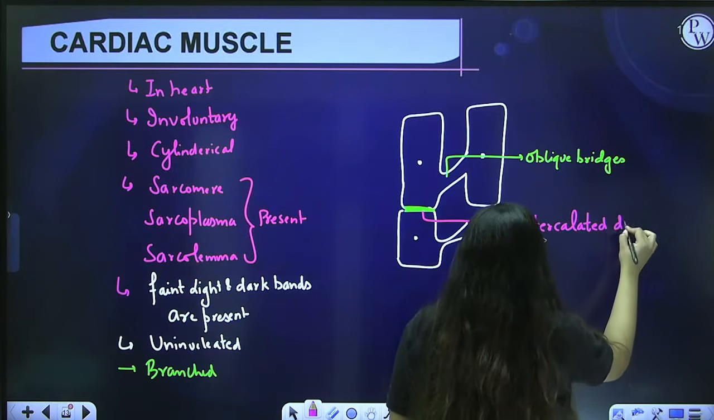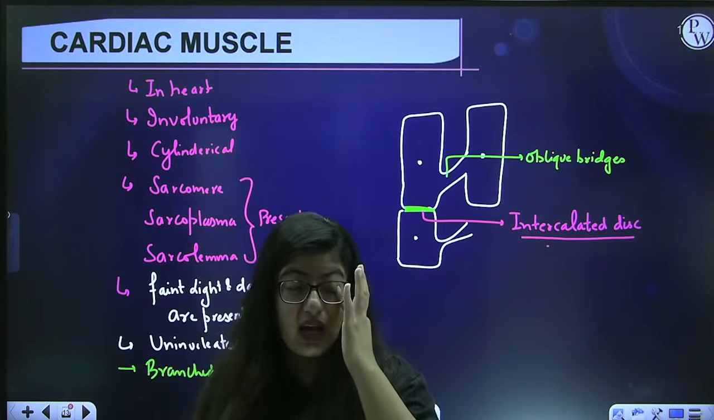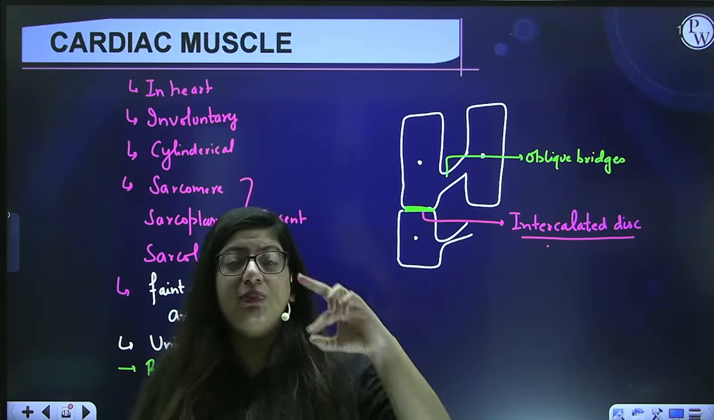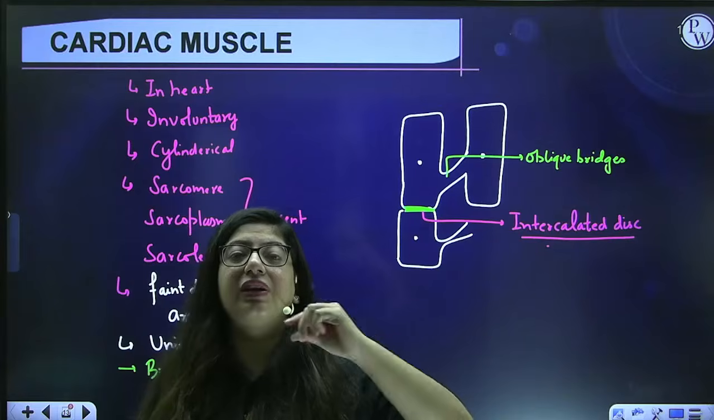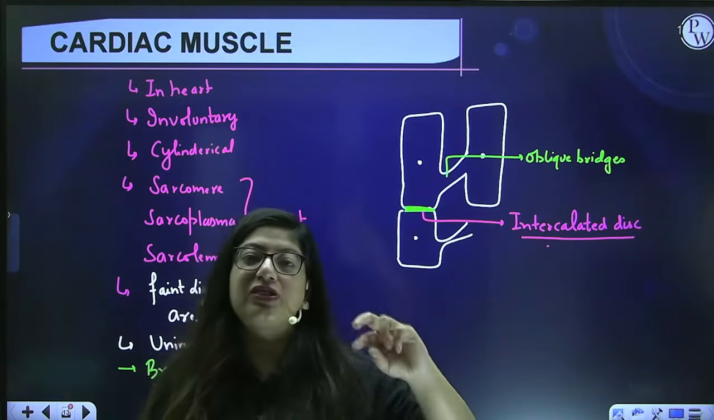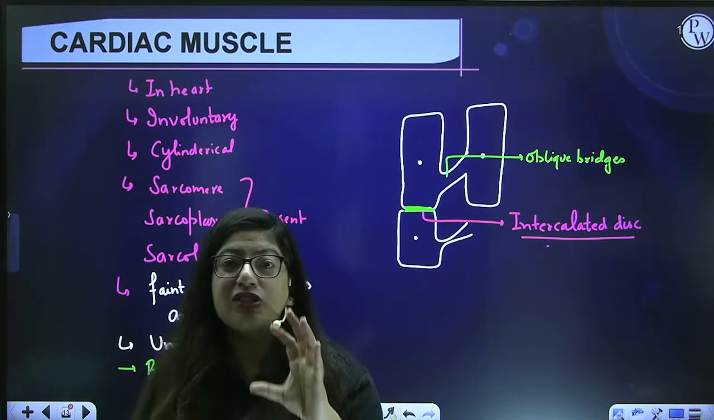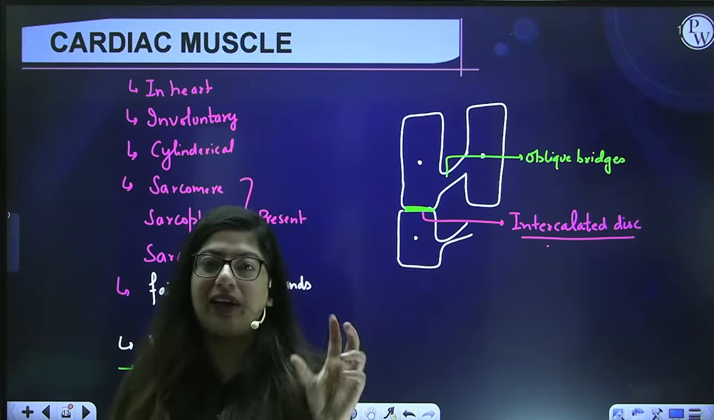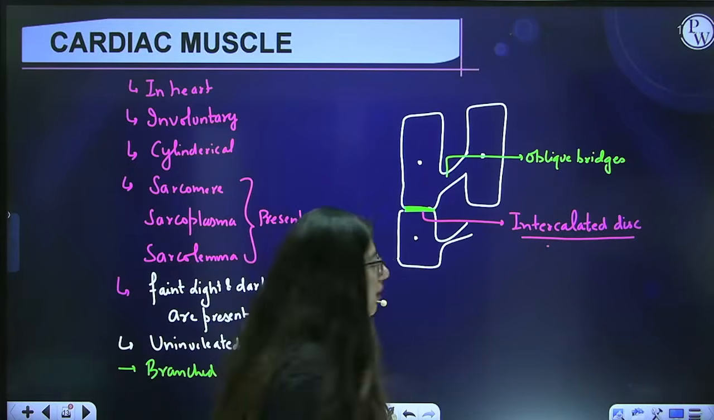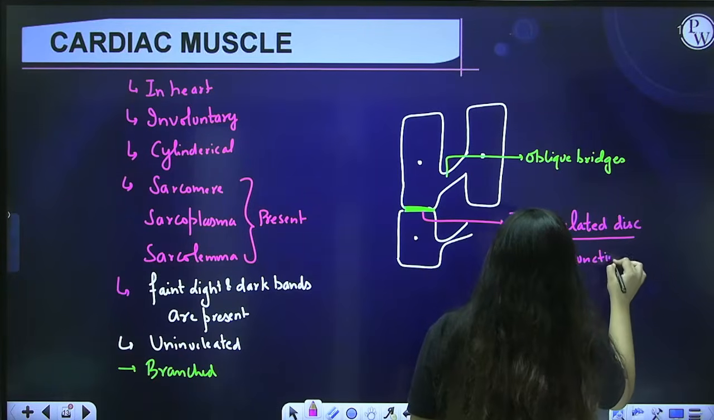Intercalated disc. This year a very smart, very clever question was asked: which of the following is present between two vertebrae? In between two vertebrae are intervertebral discs, and they also gave the option cartilage, but in place of intervertebral disc they gave intercalated disc. So see how smart. Sometimes you get confused between these two terms, intercalated and intervertebral. So don't get confused. Intercalated discs are present between two cardiac muscle cells. These have two types of junction: one is a gap junction, another a desmosome.